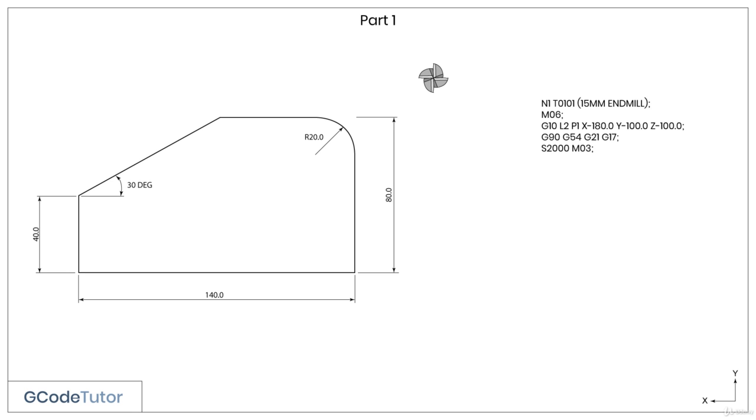To set the revs per minute of our tool, we use S2000. This sets it to 2000 RPM. M03 turns on the cutter to rotate in a clockwise direction.